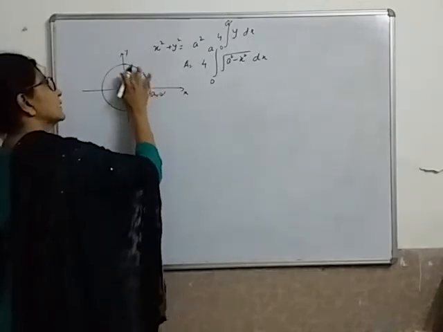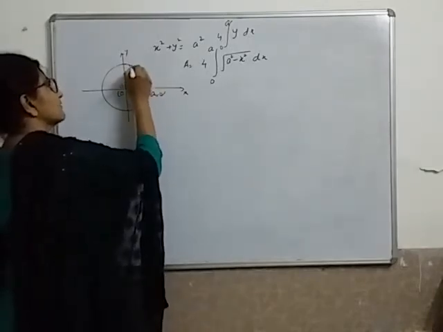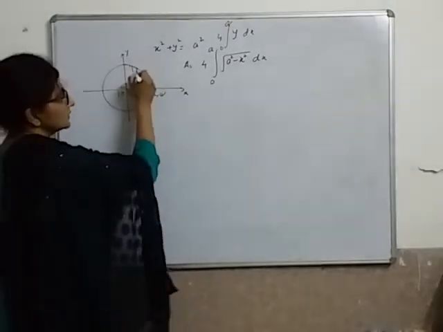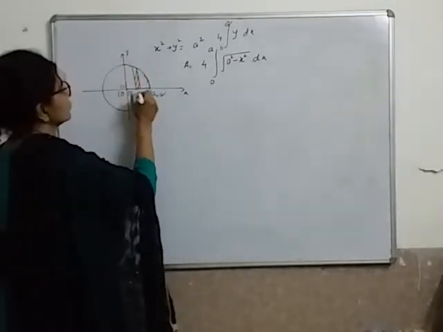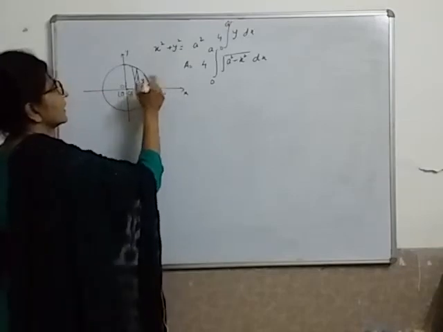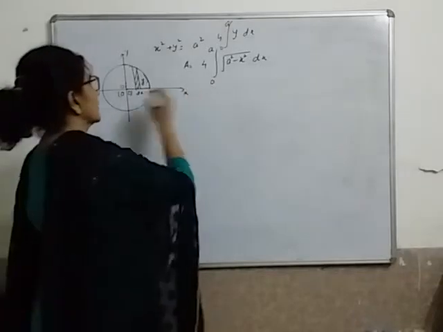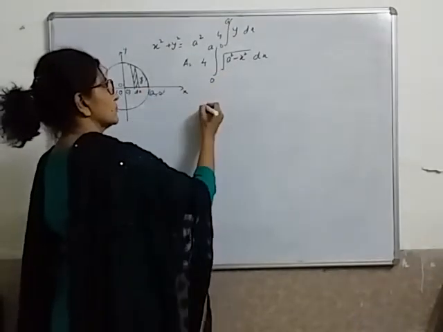I'm making a strip, but trust me, there is no need to make it every time. This is just for understanding. I'm doing it in the beginning. This I have to find out. So this is dx, this is my y. This I have already done. Y's value we have put. So 0 to a I have to find out. I have taken 0 to a.